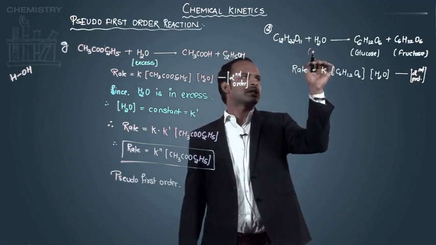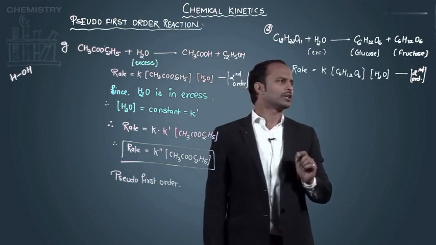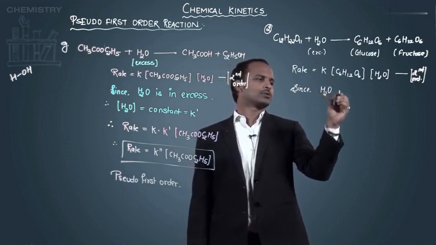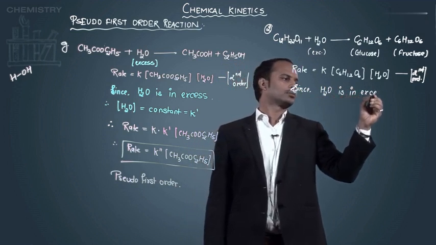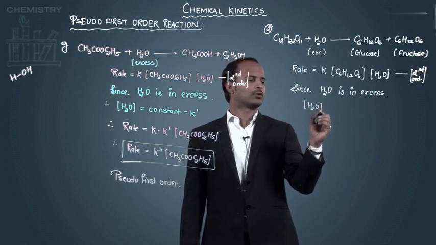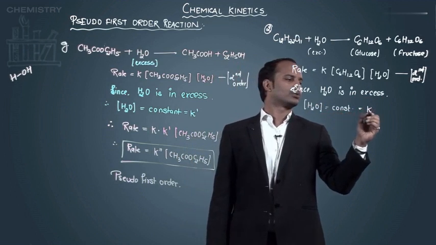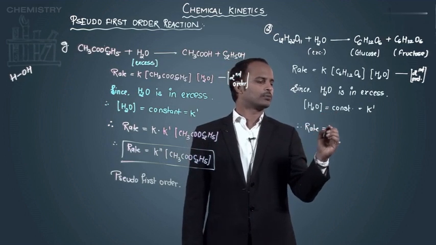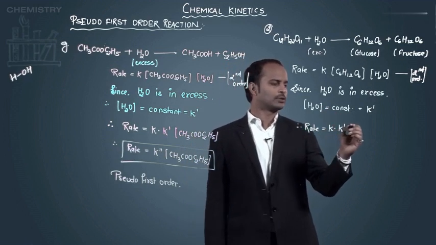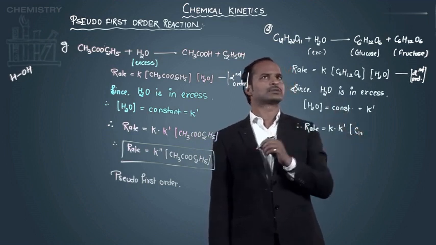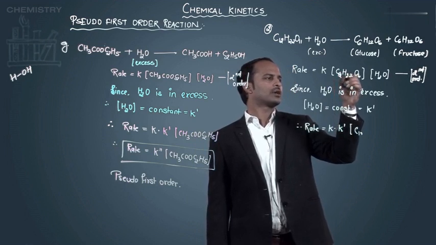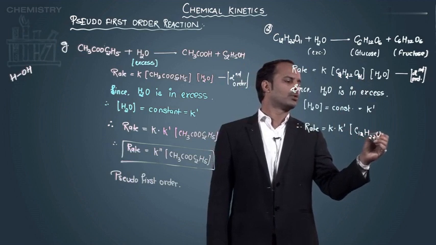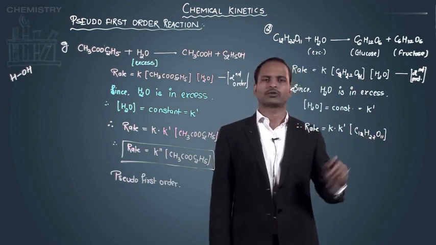Now in this process, again the water is taken in excess. If I'm taking water in excess, again the concentration of water will become constant. So since H2O is in excess, the concentration of water will become constant, that is equal to K dash. Therefore I can say the rate is equal to K into K dash, this K dash is because of the water, into C12H22O11. So now it depends only on one component, and that too with the power 1.